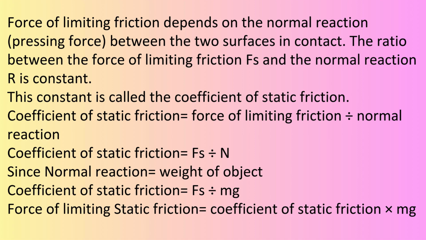Force of limiting friction depends on the normal reaction, the pressing force, between the two surfaces in contact. The ratio between the force of limiting friction Fs and the normal reaction R is constant. This constant is called the coefficient of static friction. Coefficient of static friction equals force of limiting friction divided by normal reaction. Coefficient of static friction equals Fs divided by N. Since normal reaction equals weight of object, coefficient of static friction equals Fs divided by mg. Force of limiting static friction equals coefficient of static friction times mg.